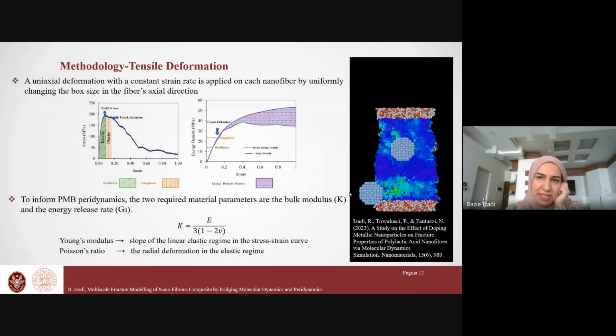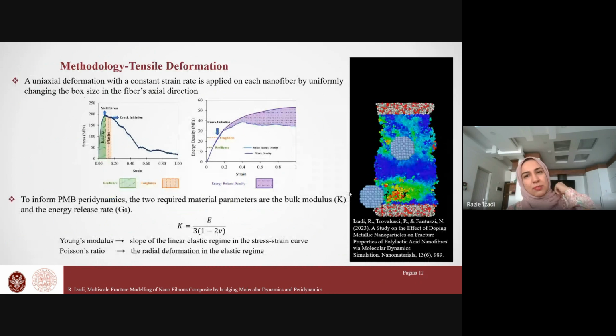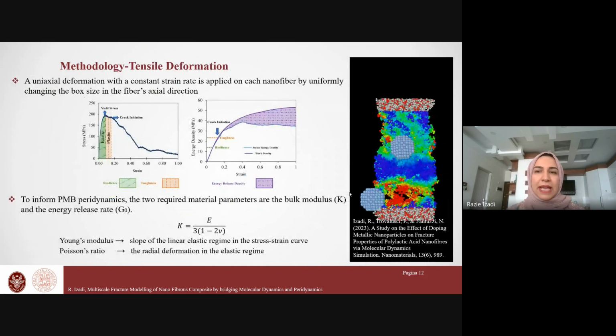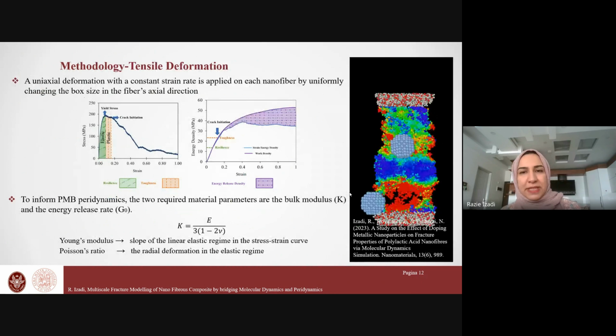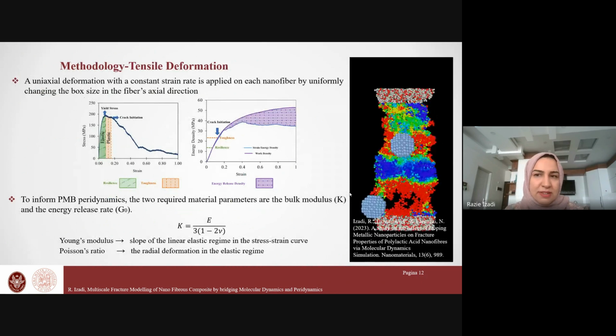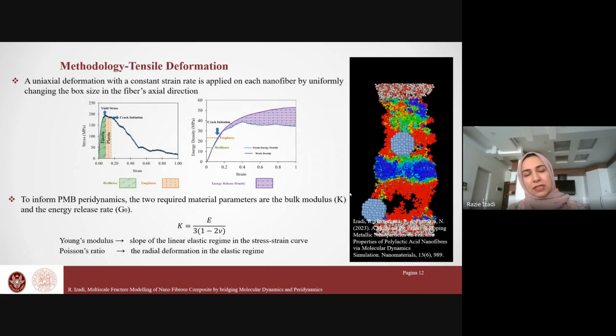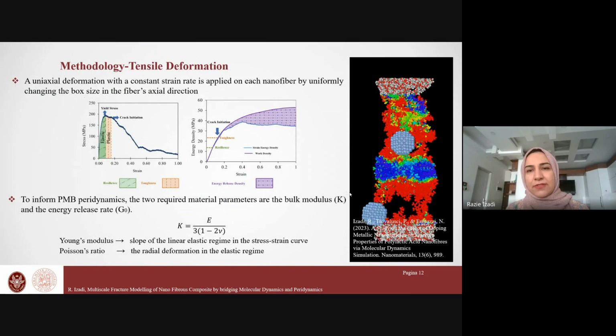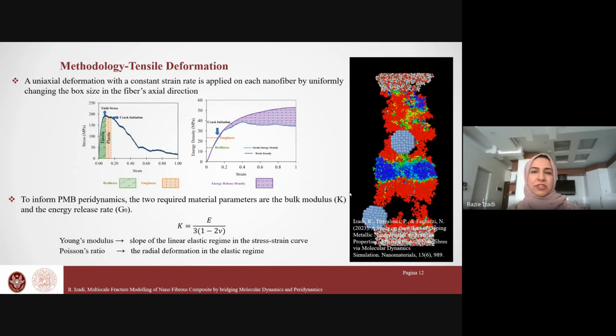And from the stress-strain curve and the strain energy that is obtained from the deformation, we can obtain the mechanical parameters that we need to inform the PD. The two mechanical parameters that are required in the PMB model, this version of the peridynamics that we have used, are the bulk modulus and the energy release rate.